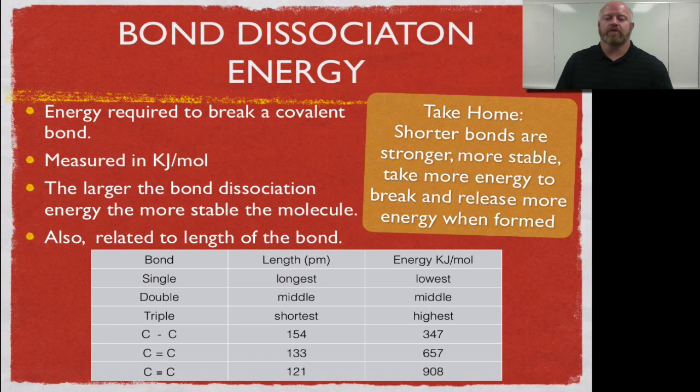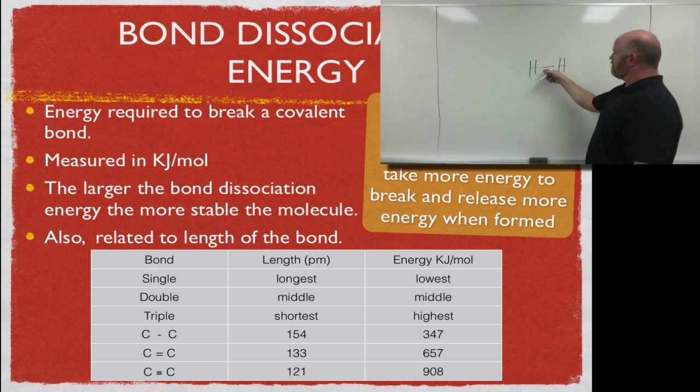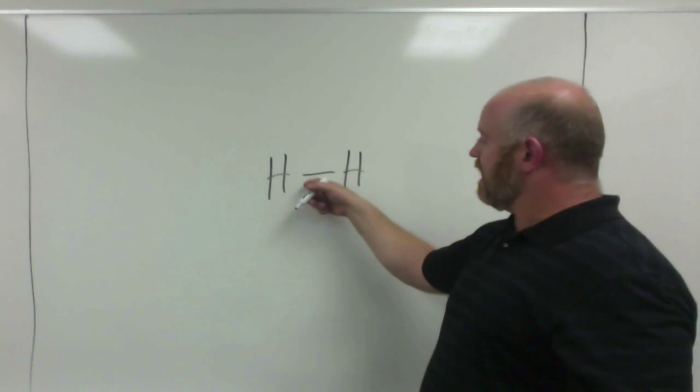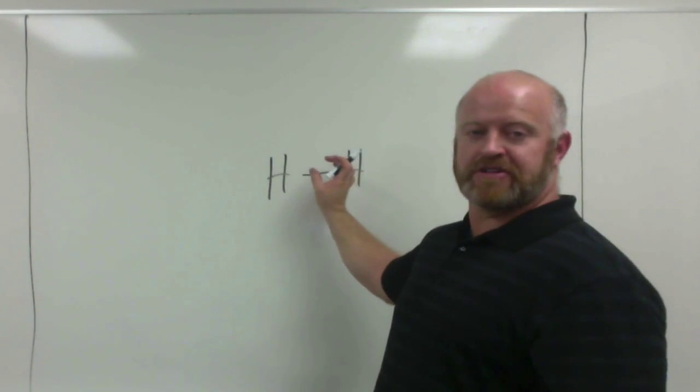We're going to move on to our next topic for today, which is called bond disassociation energy. When you're dealing with these covalent bonds, we need to talk about the energy it takes to form and break these bonds. Okay? So if you have a covalent bond, it's holding a molecule together. Let's just use hydrogen bonded to itself. So you have a bond between the two hydrogens. This bond holds those two hydrogens together.